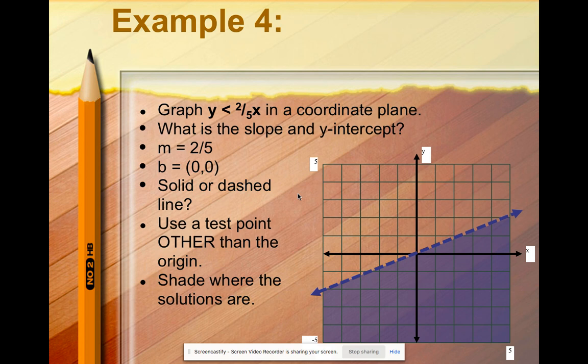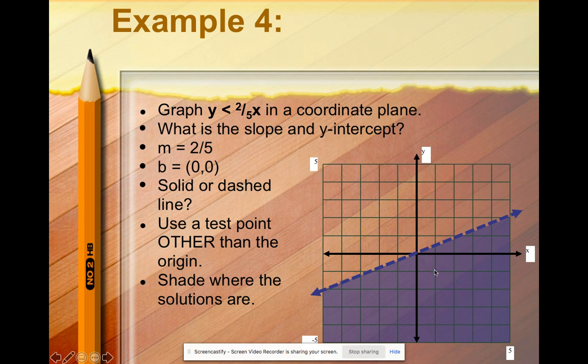For instance, if you use 0, 0 on this, 0 is less than 0. Well, yeah, 0 is less than 0. However, we shouldn't include 0 in our statement, and we aren't, because if you look, we're crossing at the origin and it's dotted, which means we're not including the point 0, 0 in our option.